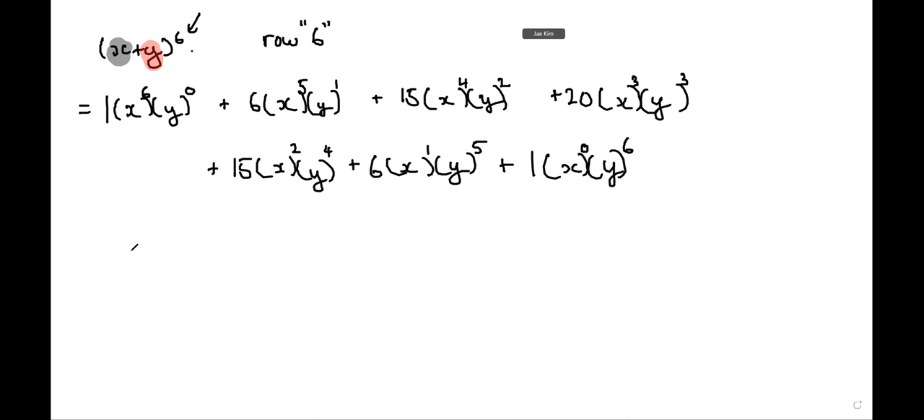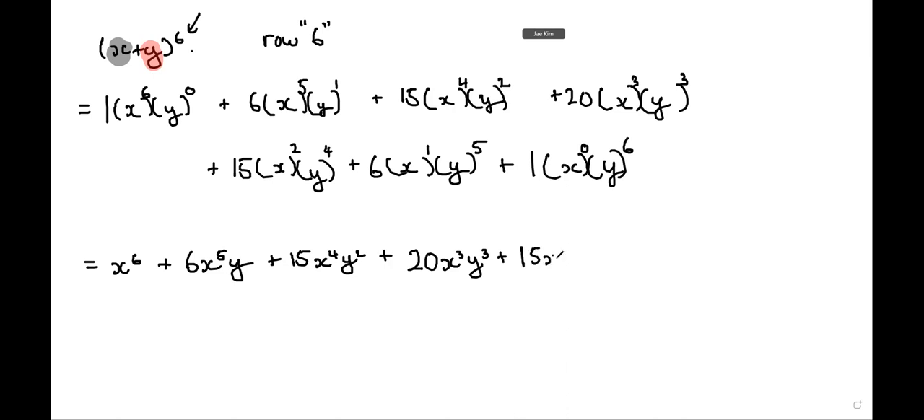And that's it. All you have to do now is simplify. So this is 1, x to the power of 6, y to the power of 0 is nothing, so this is just x to the power of 6, plus 6 x to the power of 5 y, plus 15 x to the power of 4 y squared, plus 20 x to the power of 3 y to the power of 3, plus 15 x to the power of 2 y to the power of 4, and 6 x to the power of 1 y to the power of 5, and 1, which I'm not going to write, x to the power of 0, it's just y to the power of 6. If you know Pascal's triangle and you know this pattern, you will never have to do distributive property ever again. For binomials, of course.